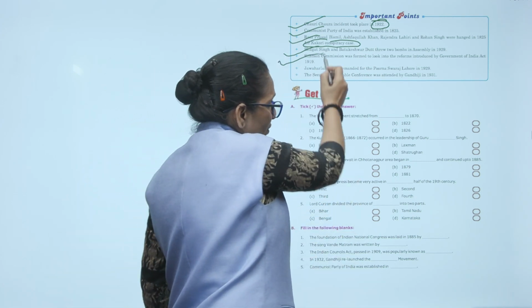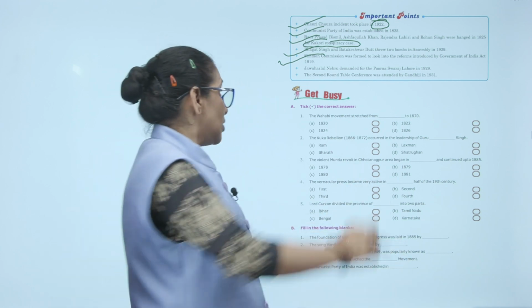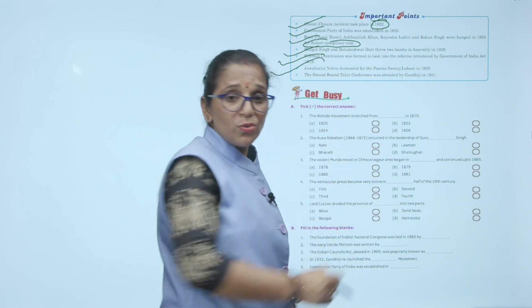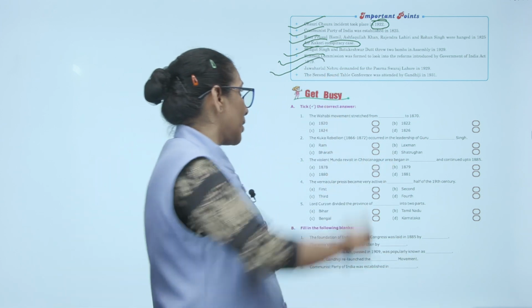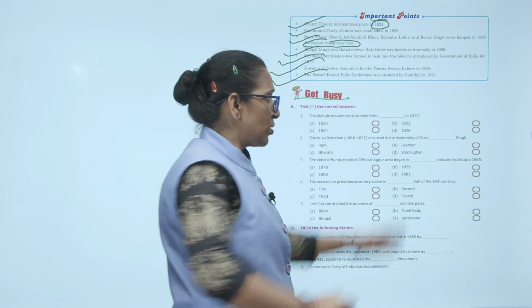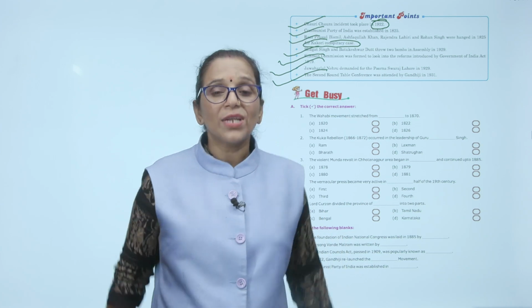The Simon Commission arrived in India to introduce some reform in the Government of India Act 1919. Jawaharlal Nehru demanded Purna Swaraj in the Lahore session of INC in 1929. The Second Round Table Conference was attended by Gandhiji in 1931. So that's the end of the chapter.